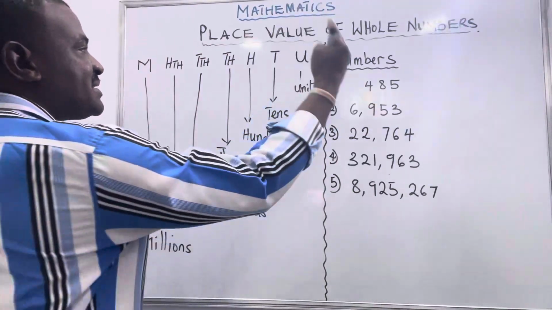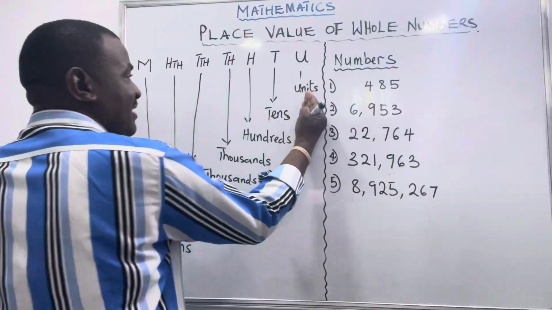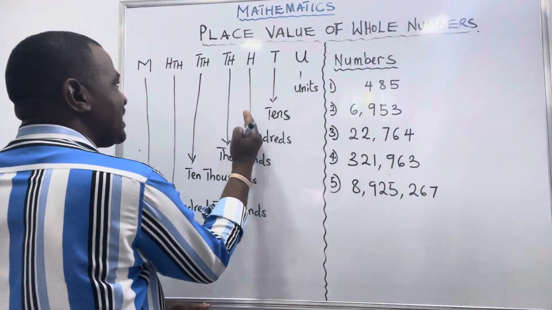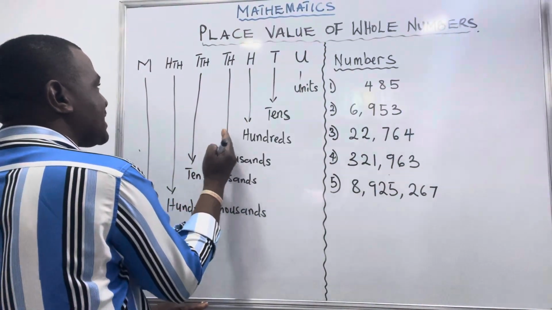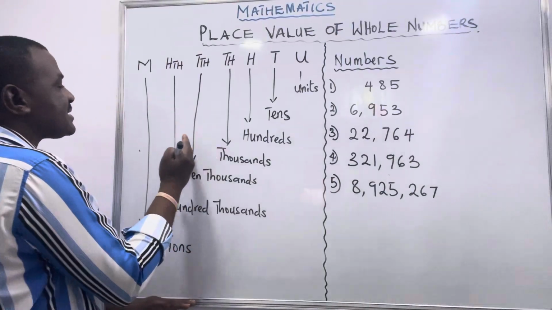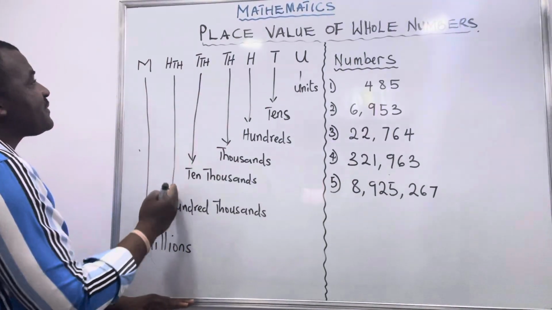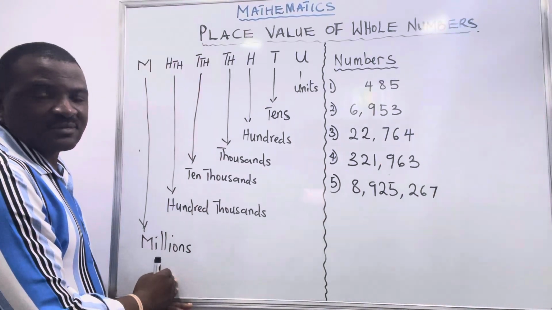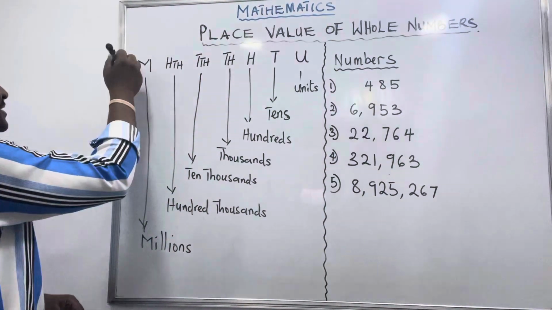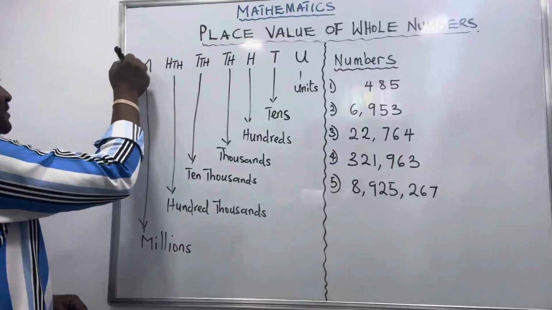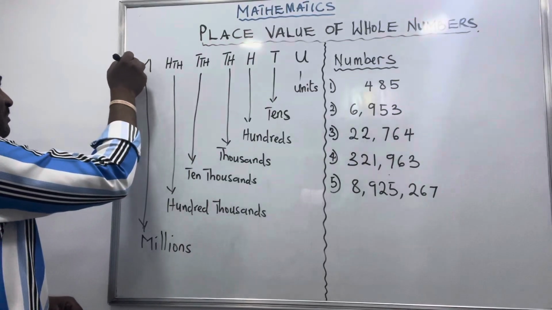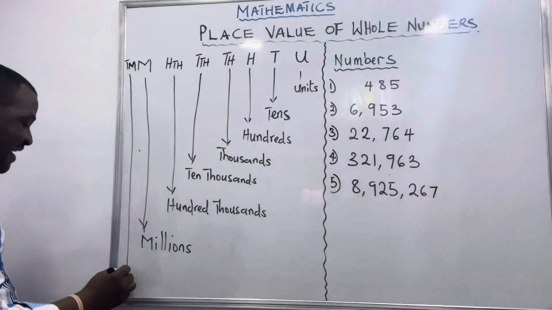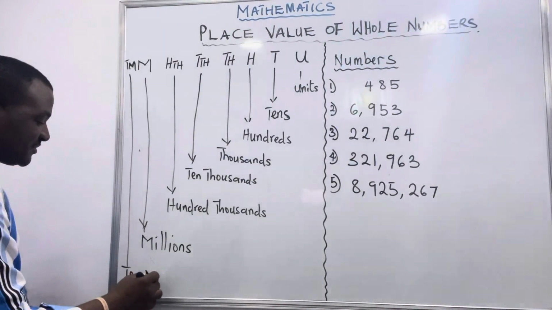So on the right hand side, units. Okay, let's recap. Units, after units, tens, after tens, hundreds, after hundreds, thousands, after thousands, 10,000s, after 10,000s, 100,000s, then you have what? Million. Or you want me to add 10 million. If you have TM, then you have 10 million.